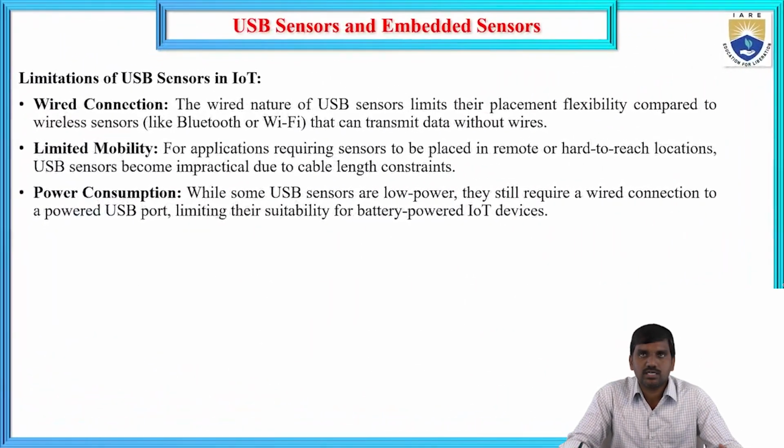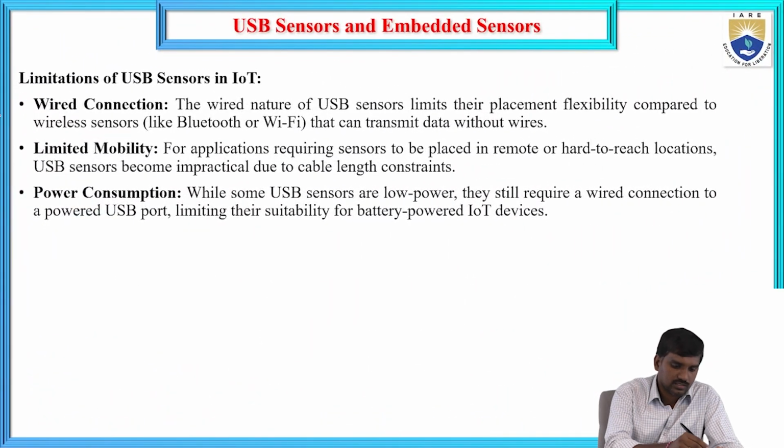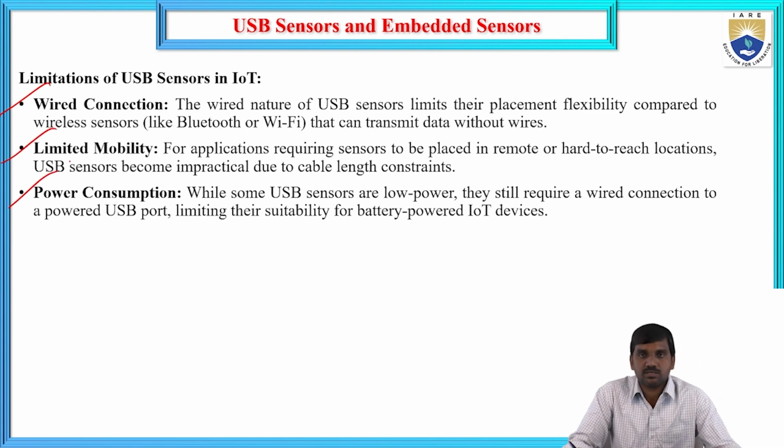Here, wired connection, limited mobility, and power consumption is also very high as compared with the other sensors. Wired connection: the wired nature of USB sensors limits their deployment flexibility compared to wireless sensors. So almost we are in 2020, almost we are using wireless devices connected with the help of Bluetooth or Wi-Fi. There is no need of wired connection of devices. In some particular cases only, we need a wired connection of devices. So this is one limitation of USB sensors in IoT.